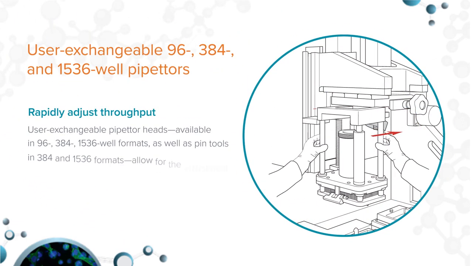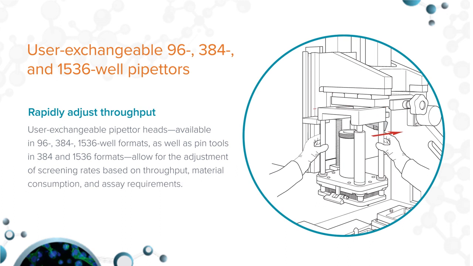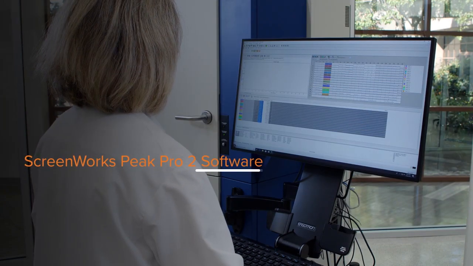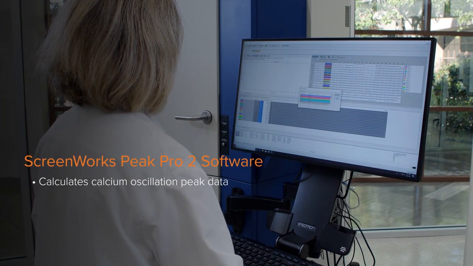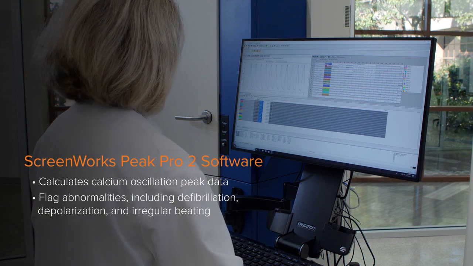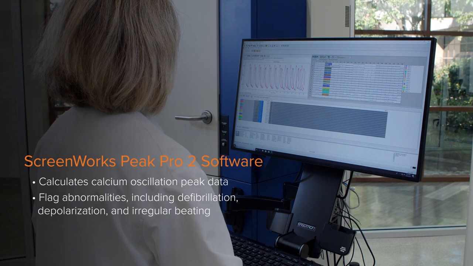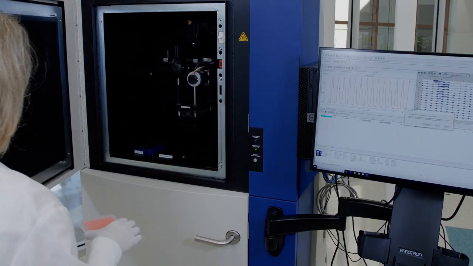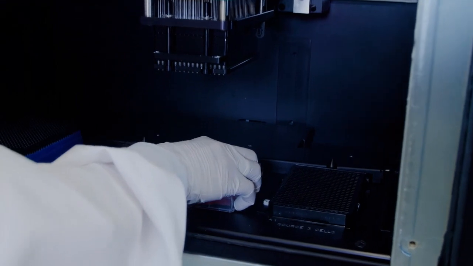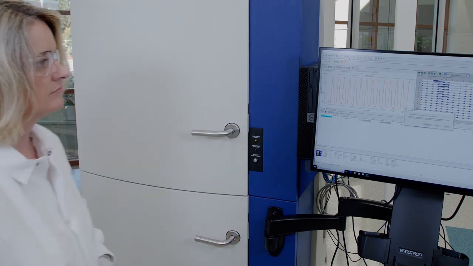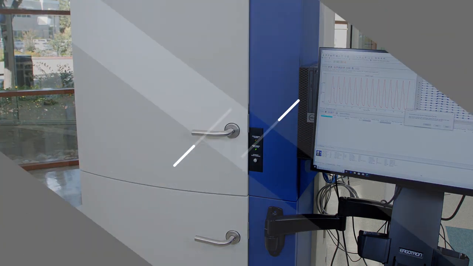User-interchangeable pipette modules can accommodate manual and automated assays in 96, 384, or 1536 well throughputs. The newly released, updated ScreenWorks Peak Pro 2 software calculates calcium oscillation peak data and can quickly flag abnormalities including defibrillation, depolarization, and irregular beating. After treating cardiomyocytes with FLIPR calcium assay reagents, analysis of cardiomyocyte function using FLIPR Penta is a straightforward workflow that can be customized according to your experimental specifications.